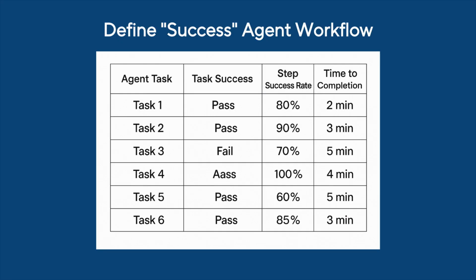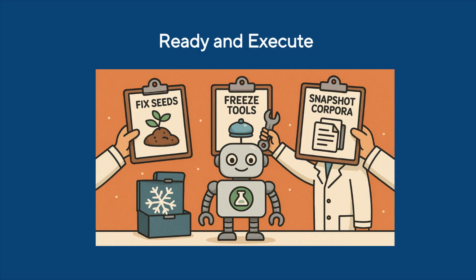To evaluate workflow like this, we first need to define success. This means for each task, we should define task success in binary, step success rate, and time to completion. Add guardrails for max steps and confidence to stop in addition. And of course, agents as the testing target have to be testable. This includes fixed seeds, frozen tools, and snapshot corpora. Then run each scenario n times and look for stable success within banded variance.